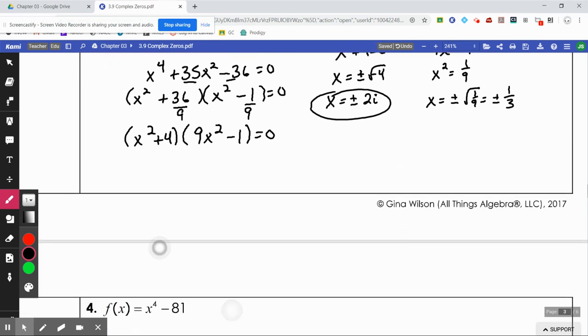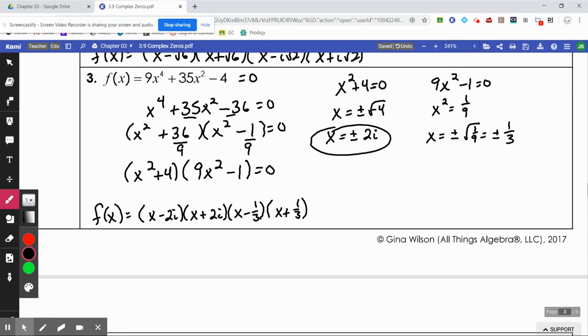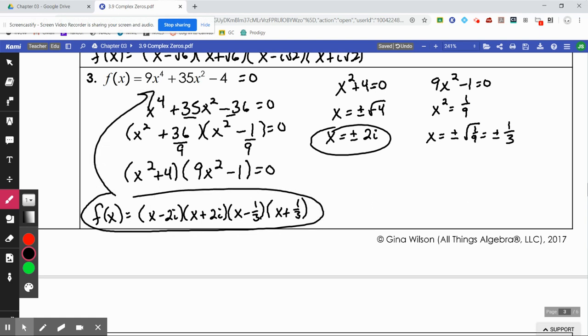So therefore, you can now say f of x is equal to your linear factorization of this. Your first factor is 2i, so you have x minus 2i. Your second factor, negative 2i, would give you x plus 2i. Since 1/3 is a root, x minus 1/3 is a factor, and also x plus 1/3 would be as well. So if you were to multiply this back out, again, make sure that you know that it would turn into that.